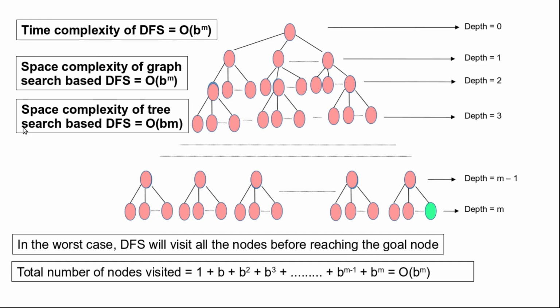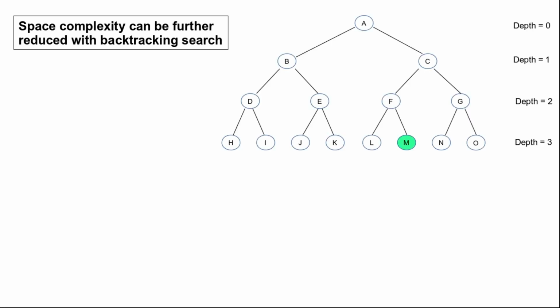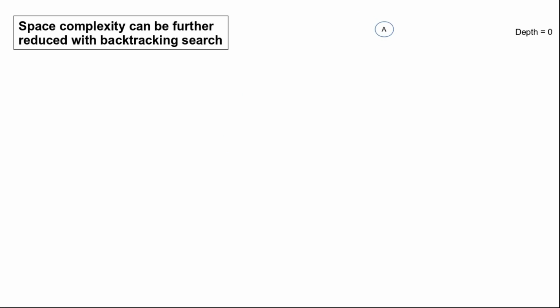Now this space complexity that we have discussed can be further reduced with backtracking search. So what is backtracking search? Let us try to understand with this tree, which we have seen in the previous class again. But now if we apply backtracking, we'll start with the start node, and now when we generate the nodes for a given node, we will not generate all the successor nodes. We are not generating C.